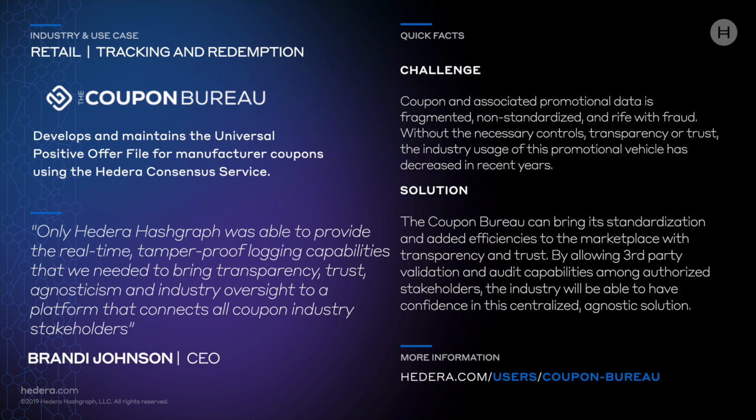Using the Hedera consensus service, you can incorporate decentralized trust at scale into existing applications like the Coupon Bureau. The Coupon Bureau keeps track of manufacturer coupon redemptions at retail outlets like Target and convenience stores and other places that are similar to that. The problem that they ran into is that their data that's collected can be fragmented, non-standardized, and sometimes fraudulent. Additionally, the process is not near real time, which adds to the ability for things to be fraudulent.